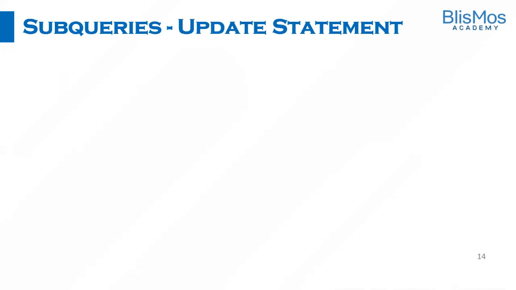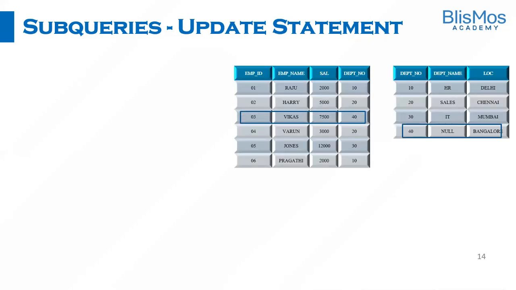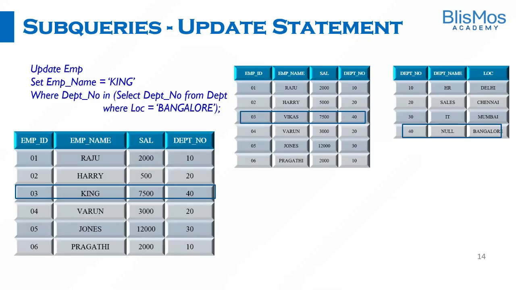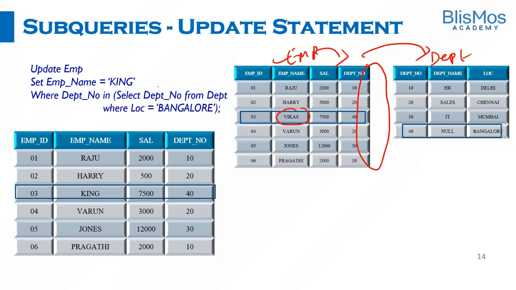How does the update statement work? Similar to the insert statement. Instead of inserting, we are updating here. Let us say the requirement is, I want to update the name of an employee who hails from Bangalore. Do we have a location in the EMP table? We don't. That is why we have to take the help of the department table. So first select the department number where the location is Bangalore. That department happens to be 40. Then take that, and in that update the employee name as King. So after running the query, we'll get this result.